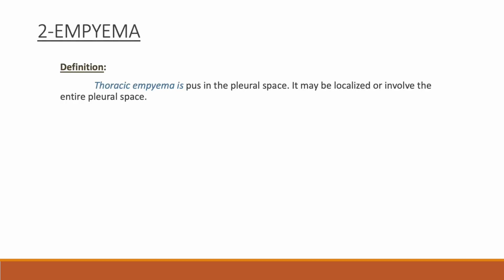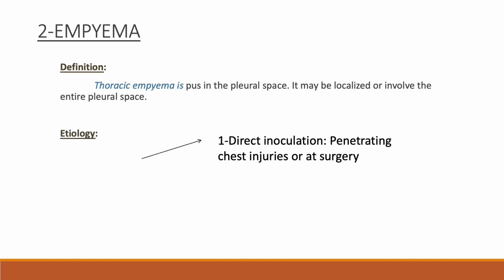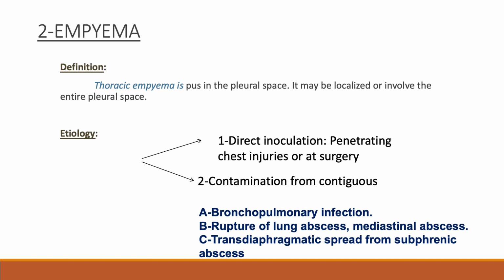So what's empyema? Empyema is pus in the pleural space, which could be localized or involving the entire pleural space. Usually it could be from contamination from a parapneumonic effusion or infection in the lung itself that extends to the pleural space. It could also be a neglected hemothorax in patients with chest trauma or rib fractures.